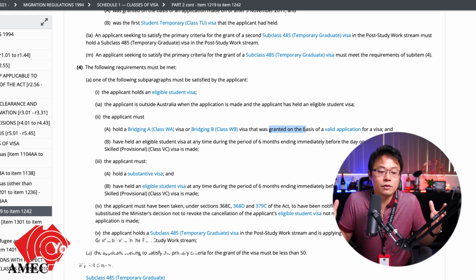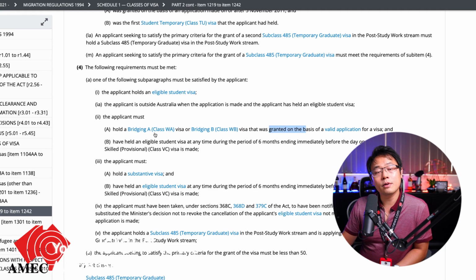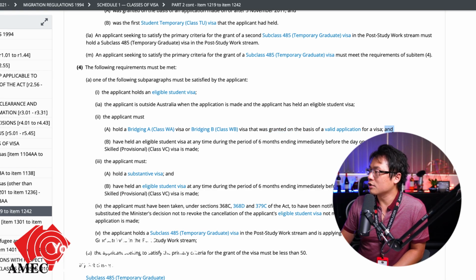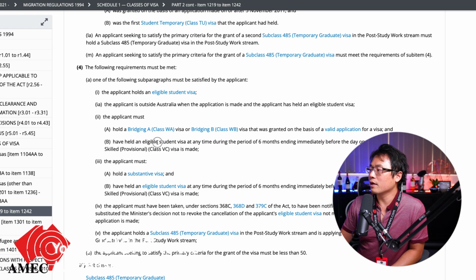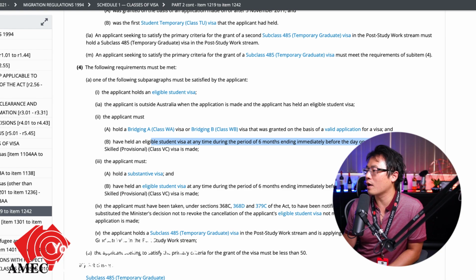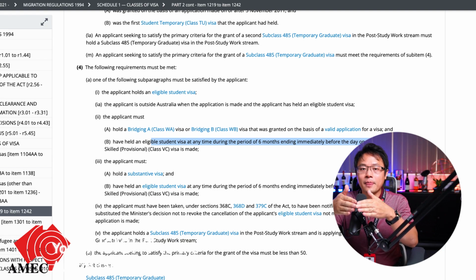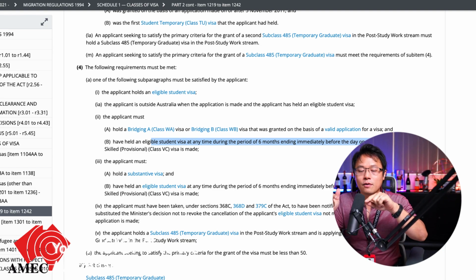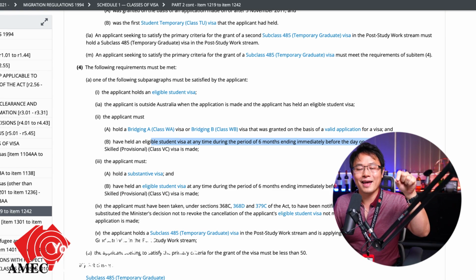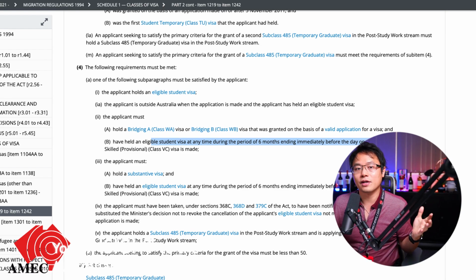They are in a waiting period for the visa to be processed, so they are on a bridging visa A or B. They'll be eligible to actually lodge a 485, on the condition that they have held an eligible student visa at any time in the 6 months period ending immediately before your application. So at the time of lodging a 485 visa, the law goes backwards 6 months, checking whether or not you were a student visa holder. If you were not a student visa holder, then you cannot lodge a 485 visa.